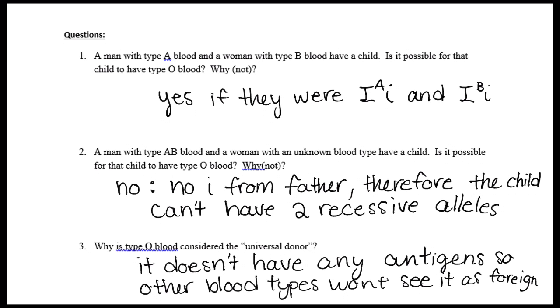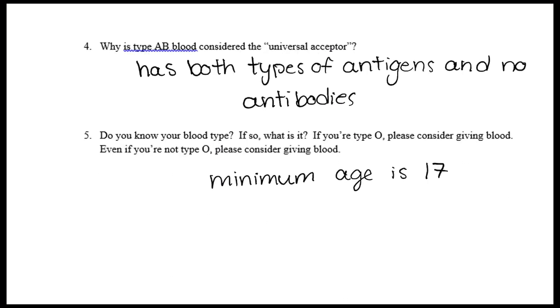Number 3, why is type O blood considered to be the universal donor? This is because it doesn't have any antigens, so other blood types won't see it as foreign. So this is specifically referring to O negative being the universal donor, because if it was O positive, it would have an antigen and therefore could not be donated to all possible blood types, only those with the positive Rh factor.